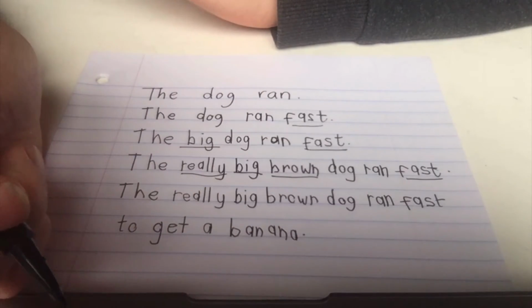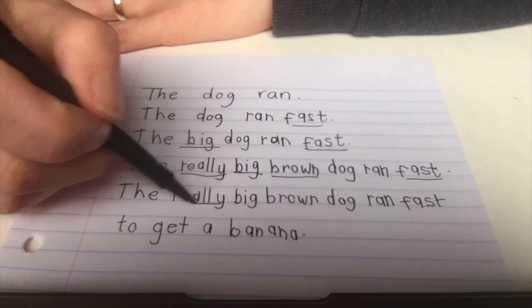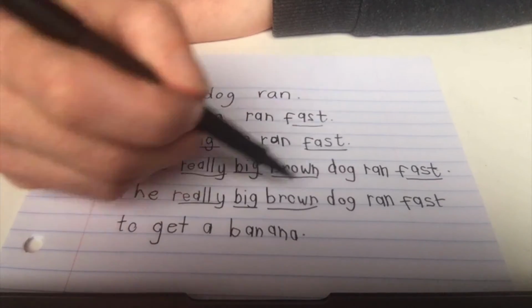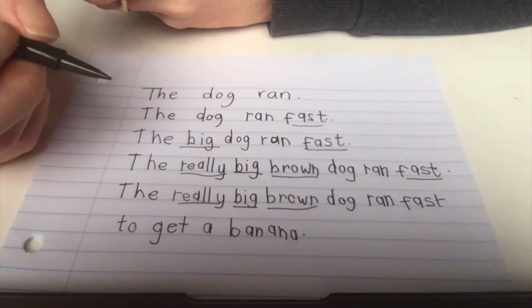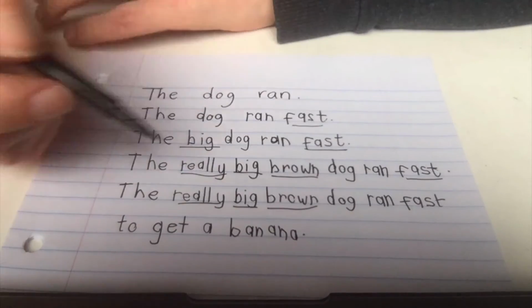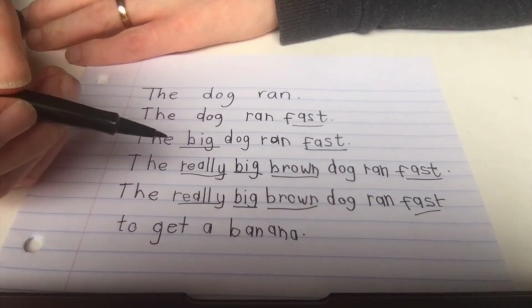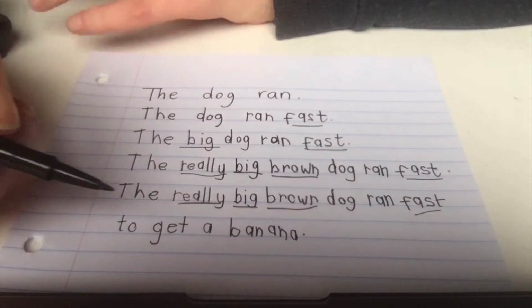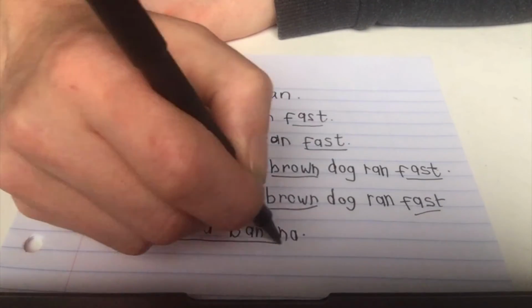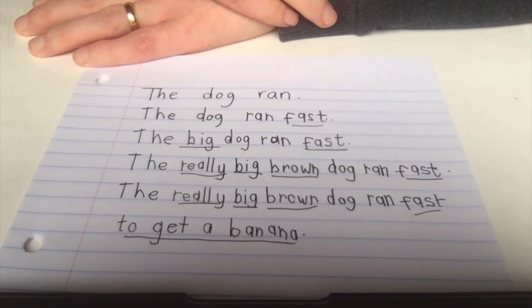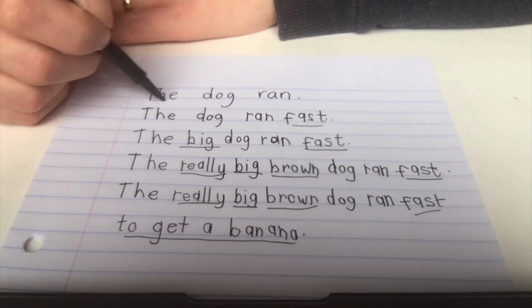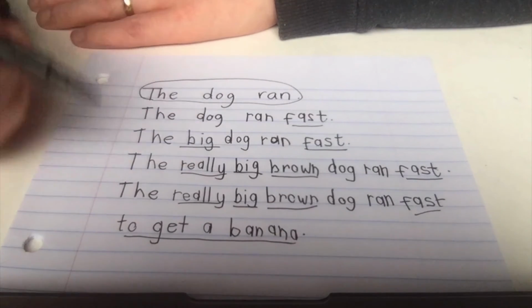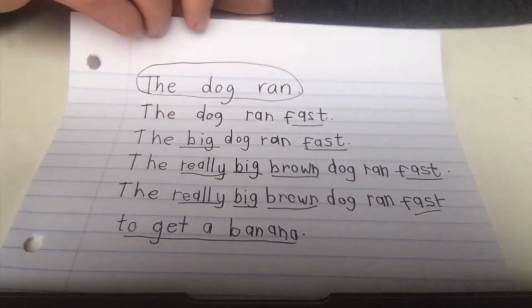Look at this. Now we added really big brown. We added those adjectives to tell us more about what the dog is like. We added fast to tell us how the dog is running, quick. We know now that it's running fast. And then we added this whole part just to help us know what the dog was doing. A very interesting long sentence now. Remember what we knew before? We knew the dog ran. That's all we knew. The dog was running.